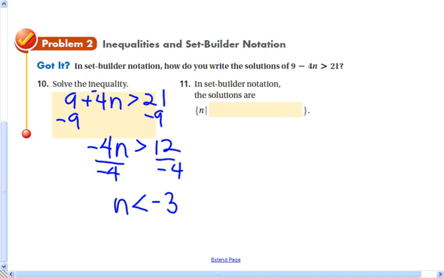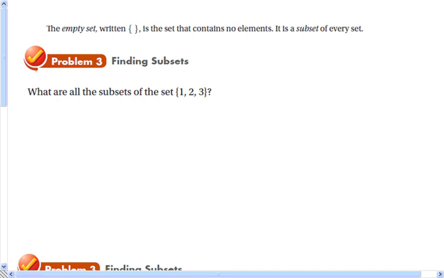In set builder notation, the solutions are all numbers n such that n is less than negative 3. And I don't have to say all real numbers, that's implicit. If I don't say they're whole numbers or natural numbers or integers, then I am using all real numbers. All right? Notice this, the empty set is written like that with just 2 empty brackets, and that is the set that contains no elements. It is a subset of every set.